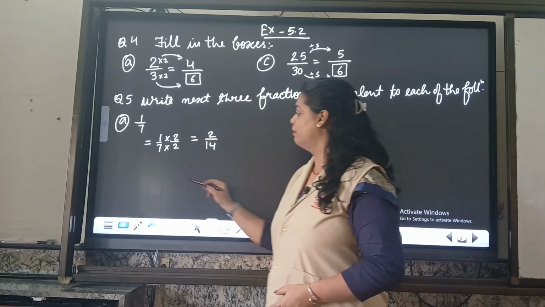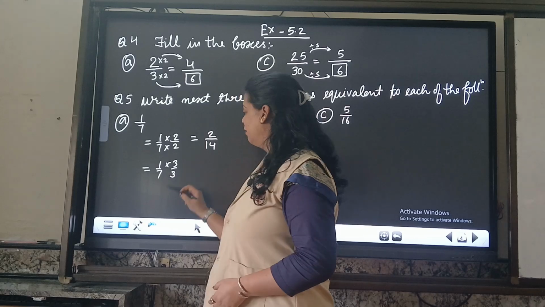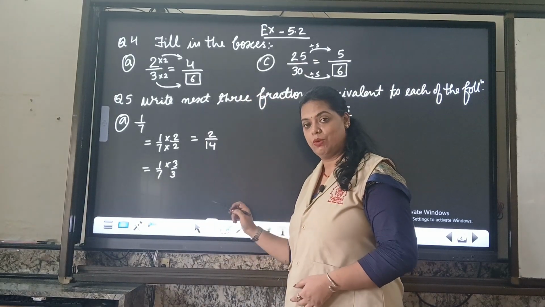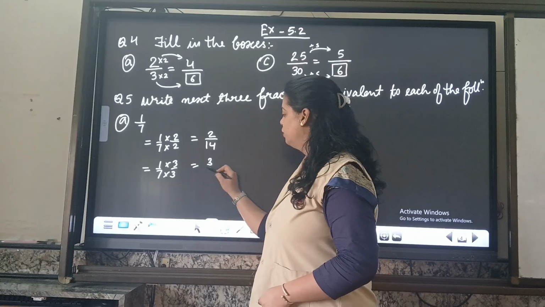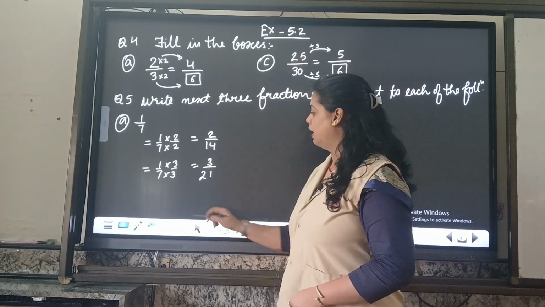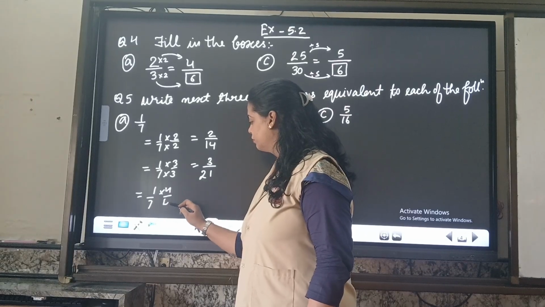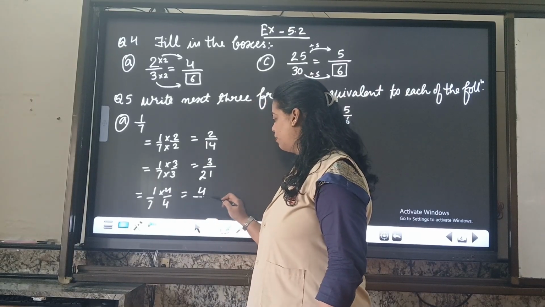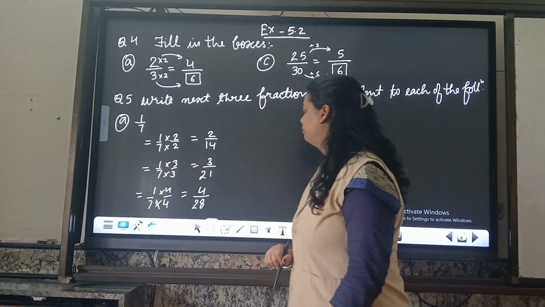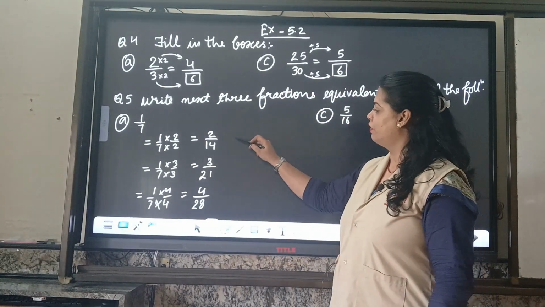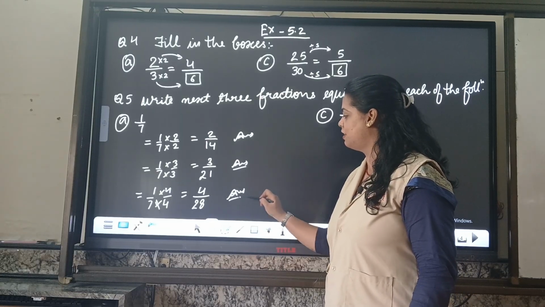And you can notice if I cut these two numbers, numerator and denominator, I will get again 1 by 7. Same, next number I will take 3 upon 3, because equal number we have to take to get the equivalent fraction. So this number would be 3 upon 21, and the last number which I am going to take is 4. So it would be 4 upon 28.